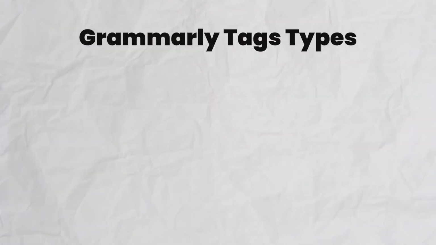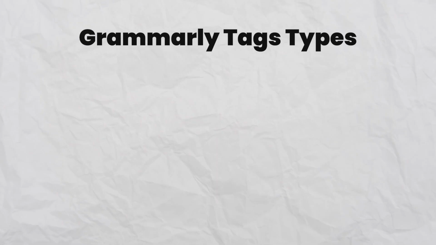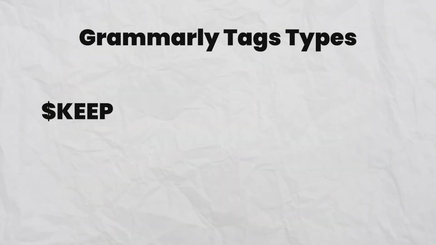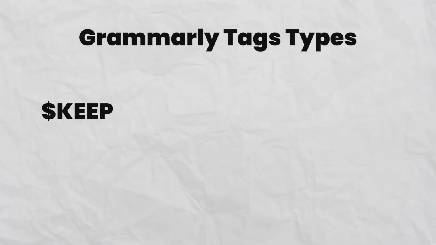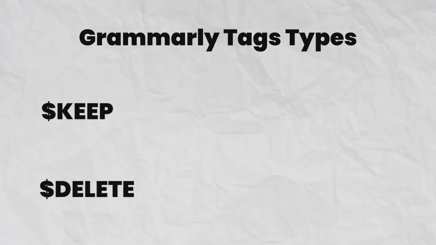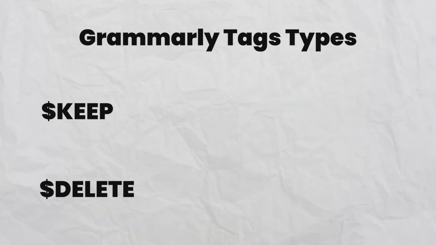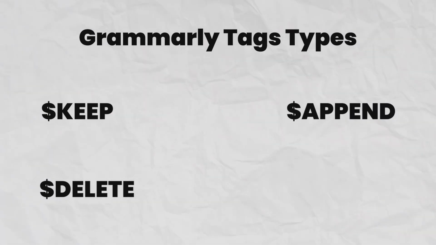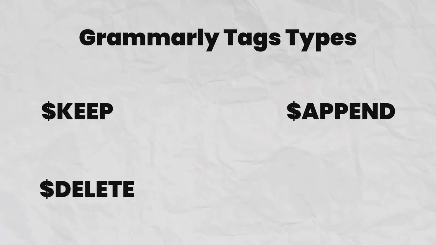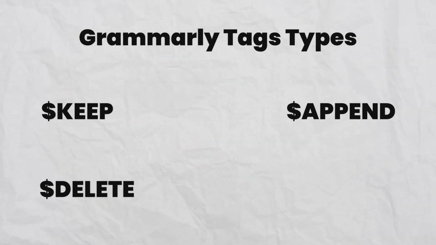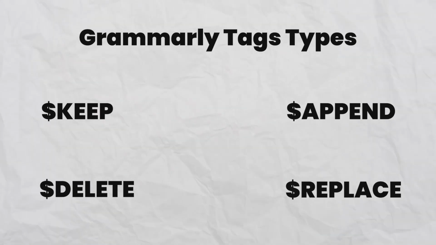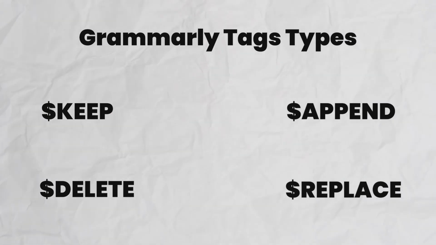Grammarly's basic tags contain four primary types. The keep label identifies tokens that are accurate and should remain unaltered in the output. The label delete specifies tokens to be removed from the output text. The label append appends a new token to the existing one, with the transformation suffix in the braces indicating the appended content. The label replace indicates replacing the source token with a different one in the output.